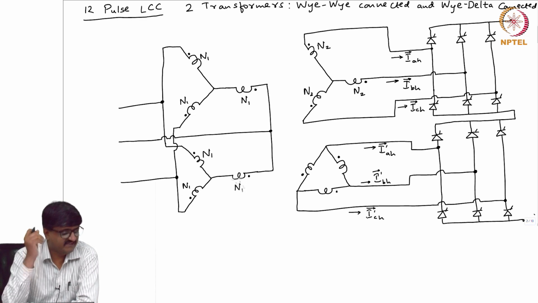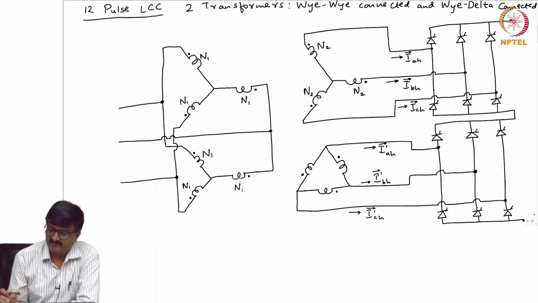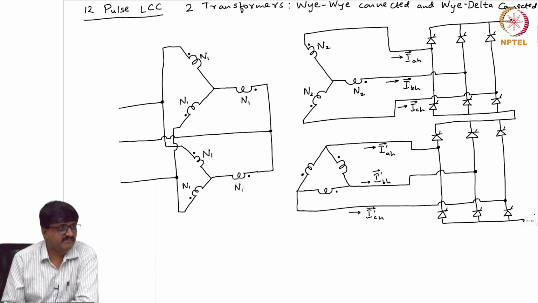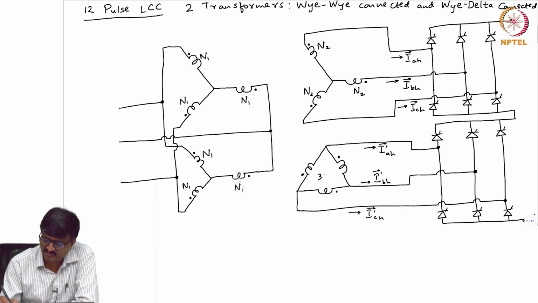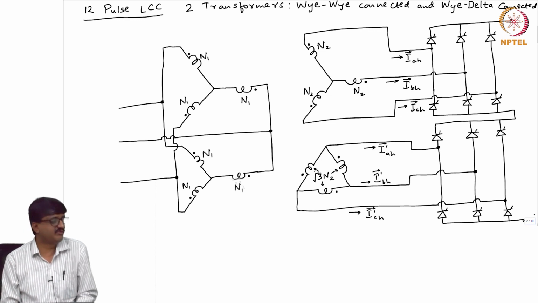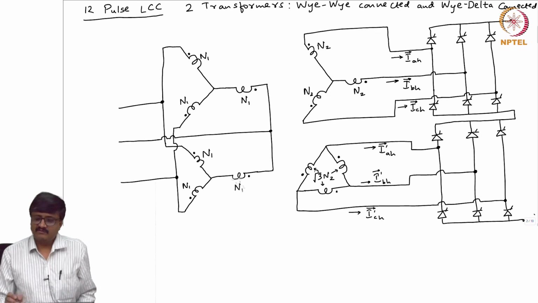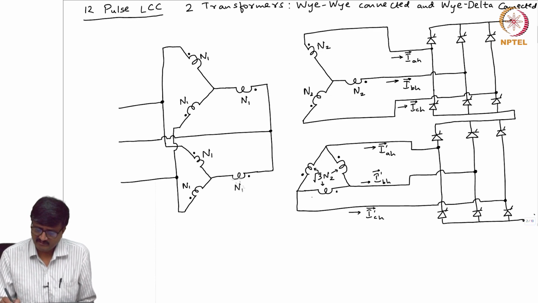Please note that primary windings are connected in parallel. So, if I apply a voltage on the primary side and if I want the same magnitude voltages to be applied to the two 6 pulse LCCs, the number of turns should be root 3 N2. So, whether it is this winding or this winding or this winding, the number of turns is root 3 N2. Okay. Now, I will also show some currents which are flowing through this delta connected windings.